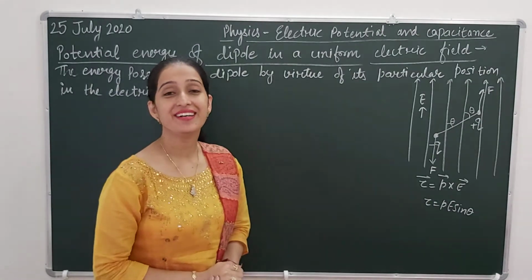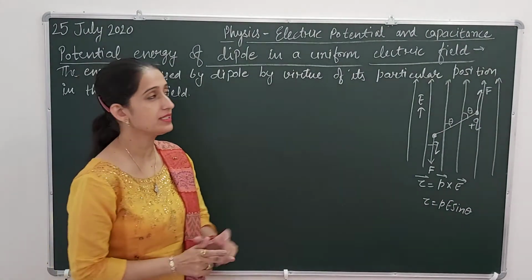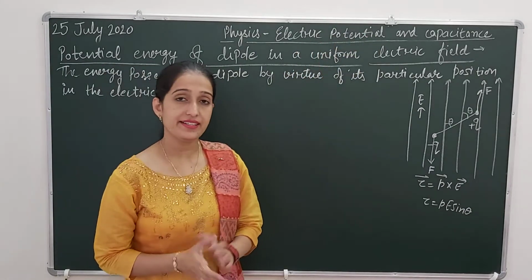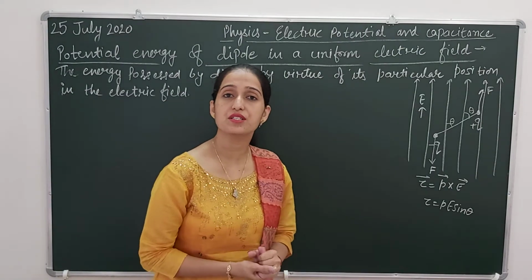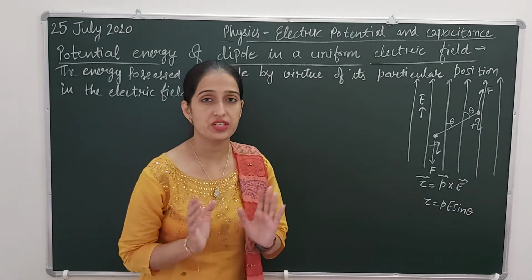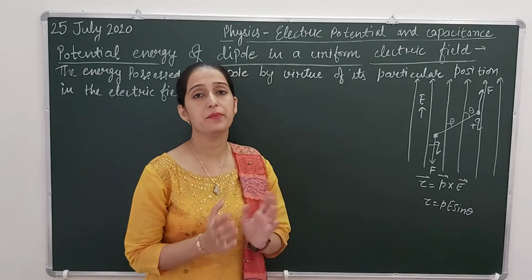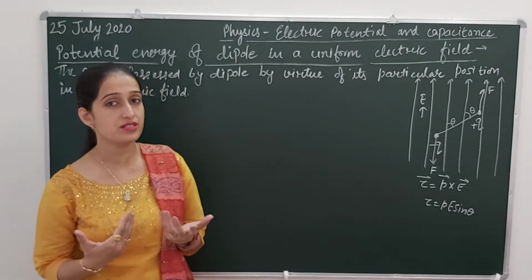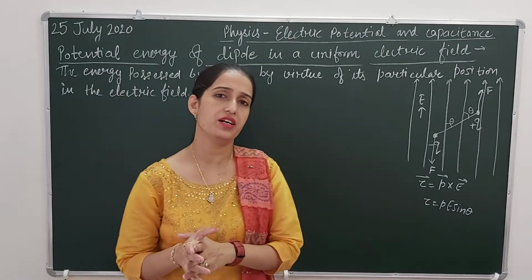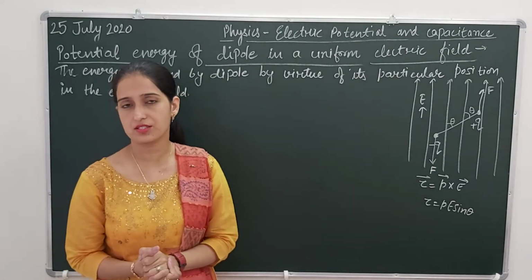Hello everyone. In physics class we are doing the second chapter of class 12, that is electric potential and capacitance. In this chapter, in our previous classes, we have discussed electric potential and electric potential energy for a system of charges, the relation between potential and potential energy, equipotential surfaces, the relation between electric field intensity and potential, and a few more basics of these topics.